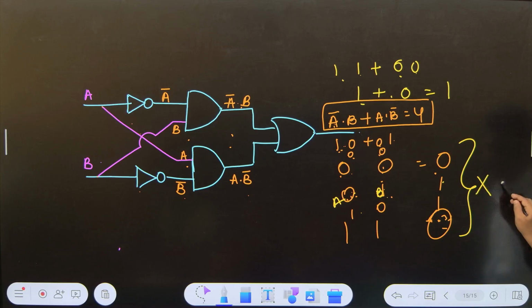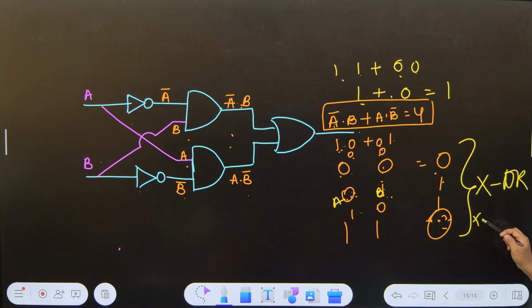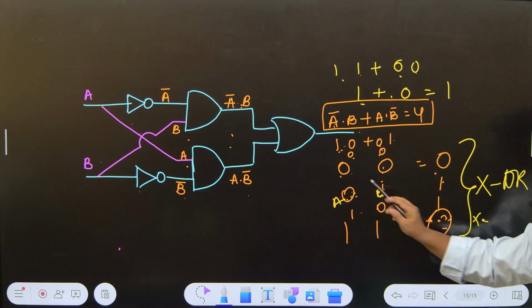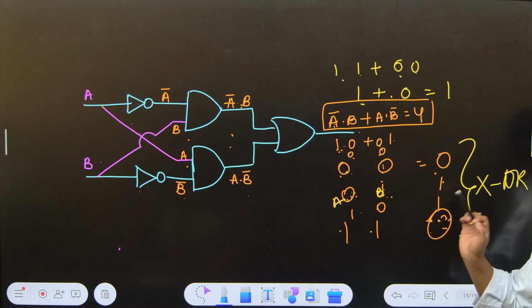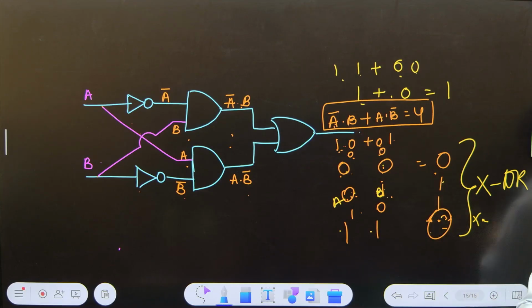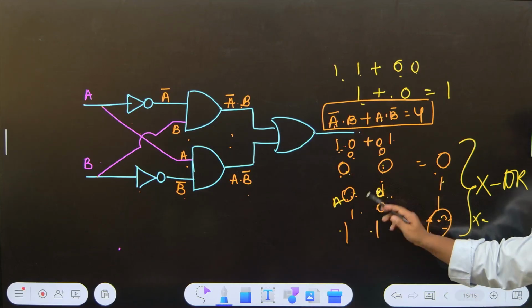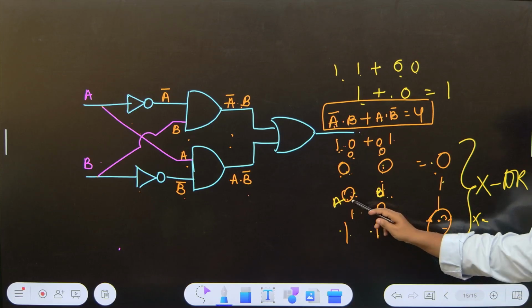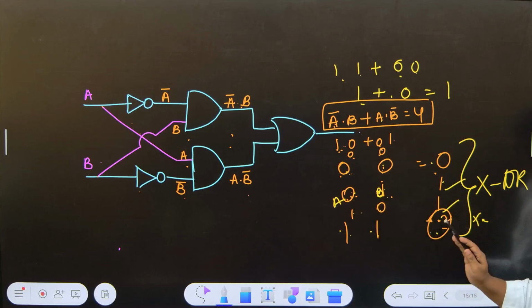This is a special gate called the XOR gate. XOR means exclusive OR gate. XOR means what? Exclusive OR gate. Why is it exclusive? Because it is very, very important. It gives output 0 when the two inputs are the same, either both high or both low. Whenever two inputs are the same, the output is 0. Whenever two inputs are different, then there is an output. Are you able to understand?